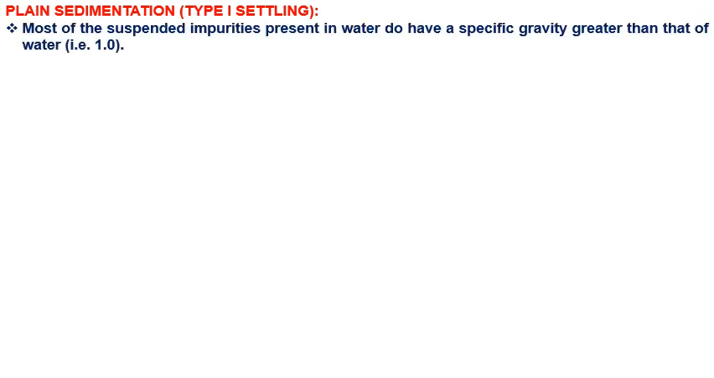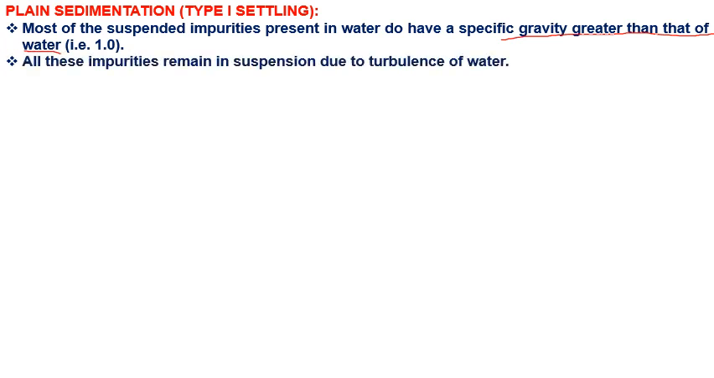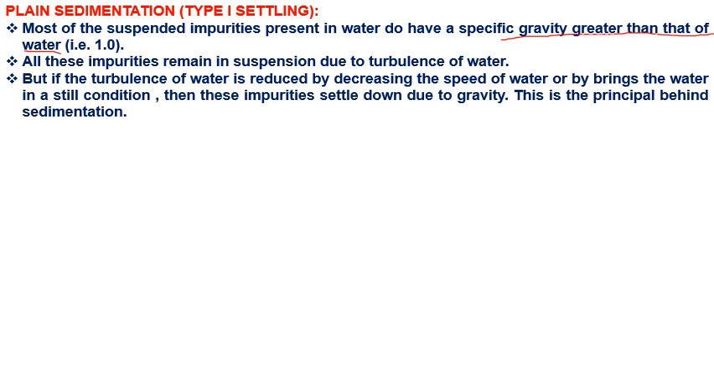We all are aware that most of the suspended impurities present in water do have specific gravity greater than that of water, that means 1.0. All these impurities remain in suspension due to turbulence of water. Therefore, if the turbulence of water is reduced by decreasing the speed of water or by bringing the water to a still condition, then these impurities can settle down due to gravity. This is the principle behind sedimentation.